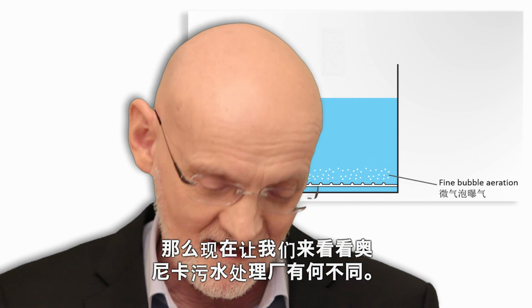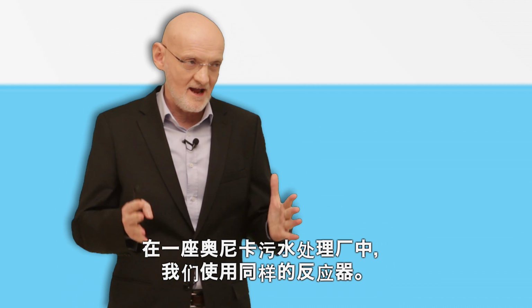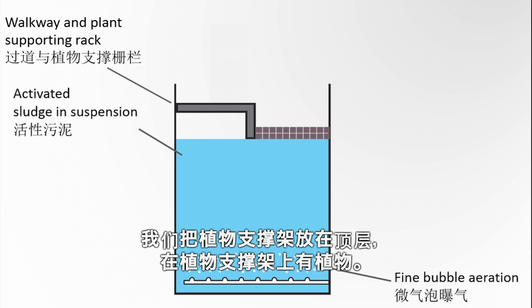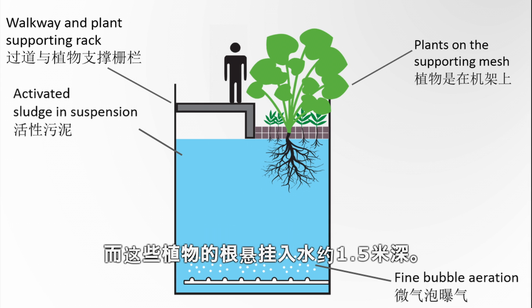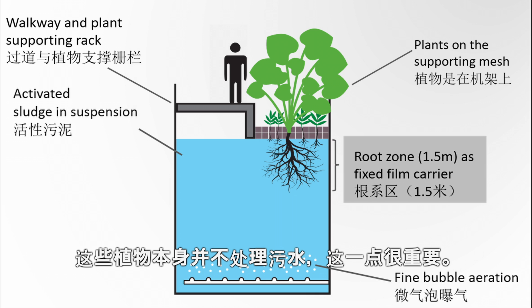How is an Organica plant different? In an Organica plant, we take the same reactors. We put plant racks on top. And on the plant racks, we have the plants, and the roots of the plants dangle into the water about 1.5 meters. It's important to remember that the plants don't treat the water.